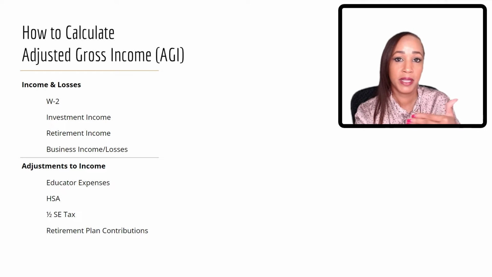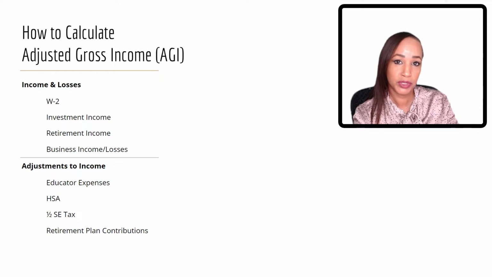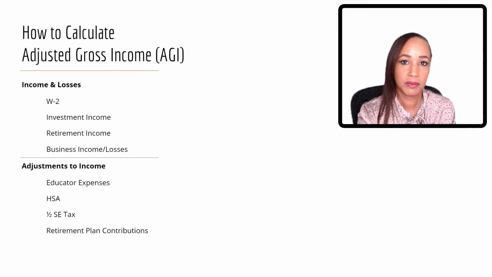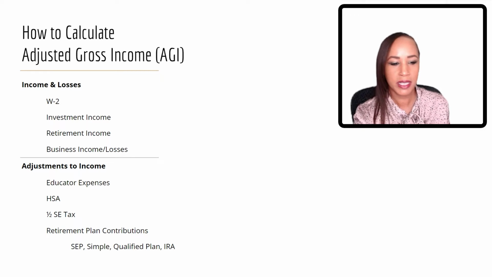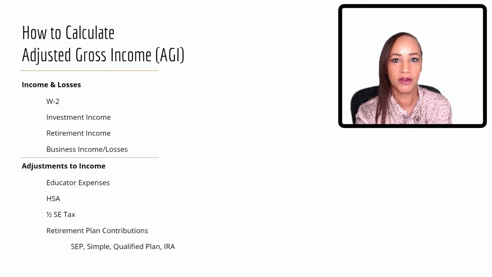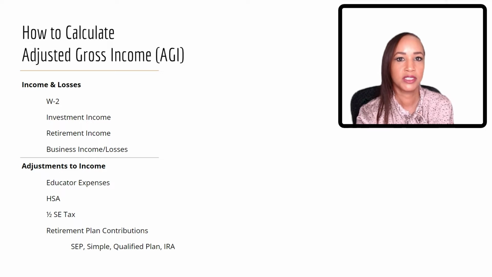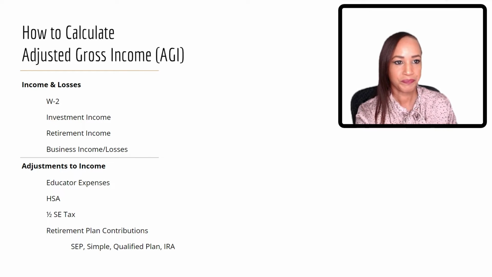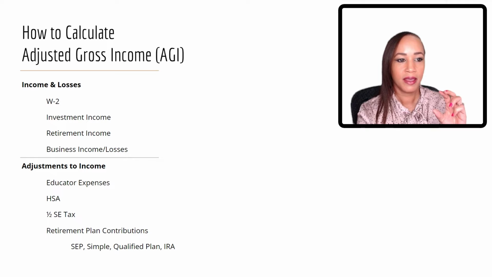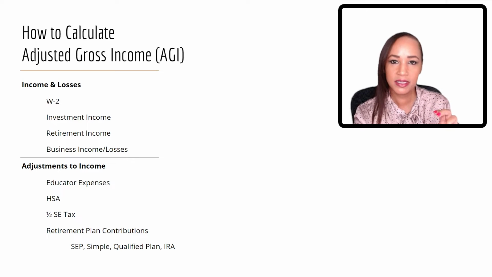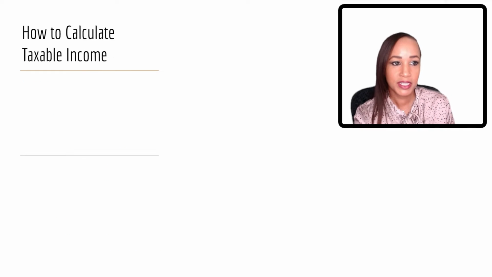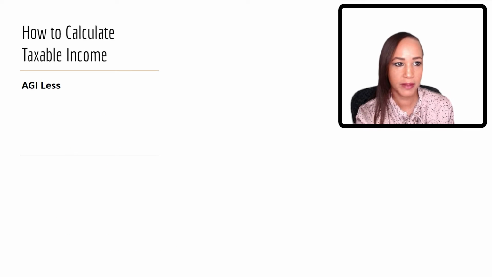And any qualified retirement plan contributions that you make can be an adjustment to income here. We're talking about SEPs, SIMPLEs, qualified plans, and IRAs. Again, qualified contributions within the limitations will be an adjustment to income. Now, this is how we arrive at our adjusted gross income, by taking that net income and loss and deducting these adjustments from them. That's our AGI.